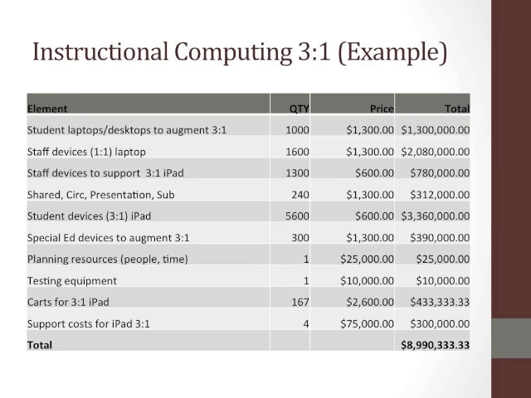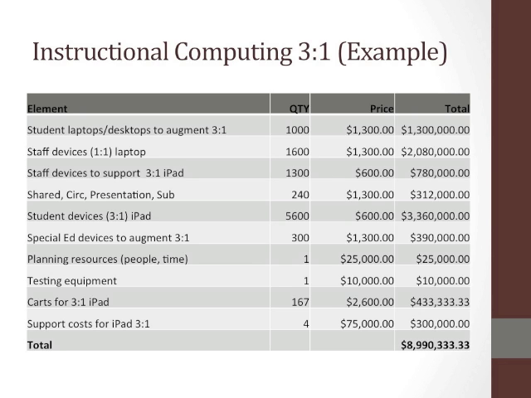Staff devices to support a 3-to-1 in this example suggests that staff would need access to a device that's similar to what students will be using so that staff can more successfully integrate that device into their teaching and learning activities. We would still need shared circulation, presentation, and sub laptops just like we have now, although it is possible that we could reduce the number of those machines needed. The student devices, in terms of implementing that less expensive but more ubiquitous device, we would need about 5,600 of these devices over the course of the levy cycle to get to 3-to-1.